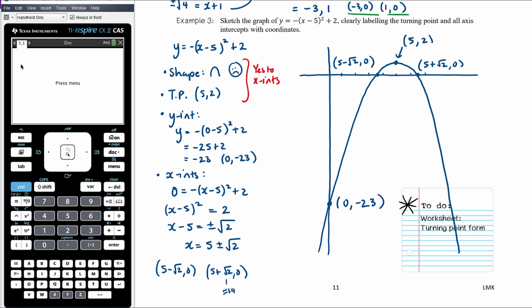The work today is from a worksheet on the turning point form.